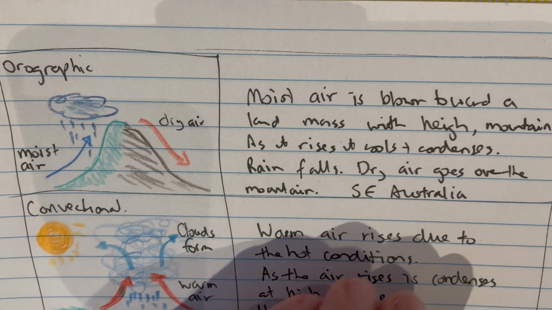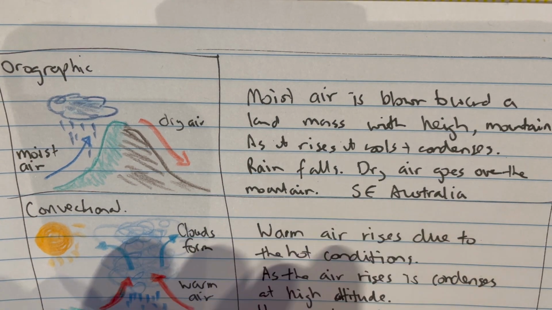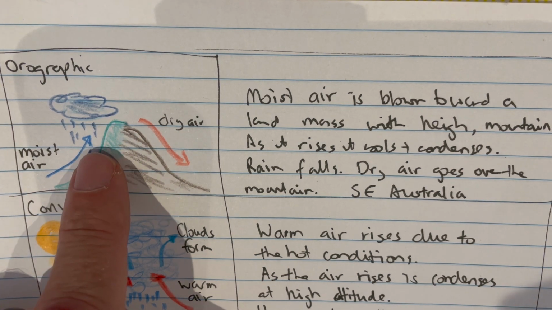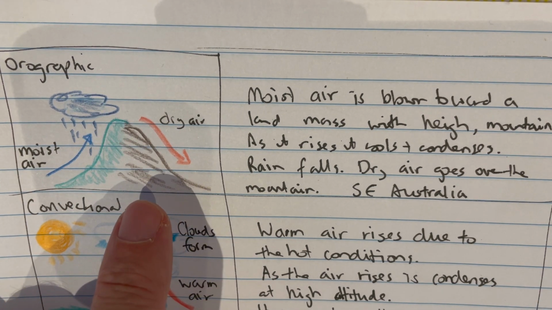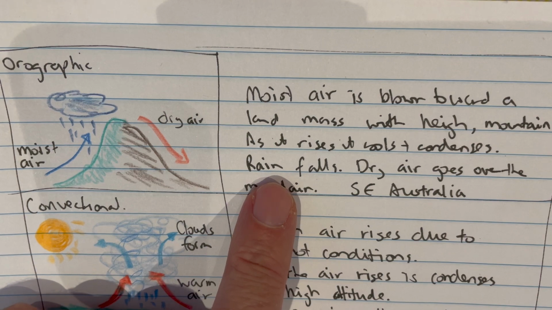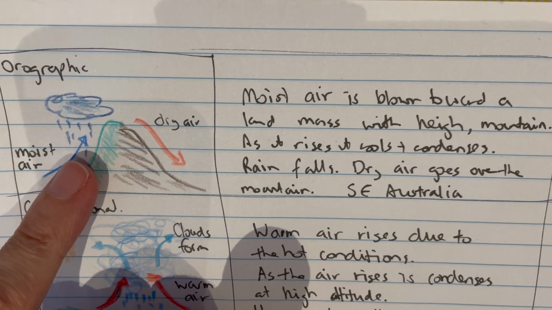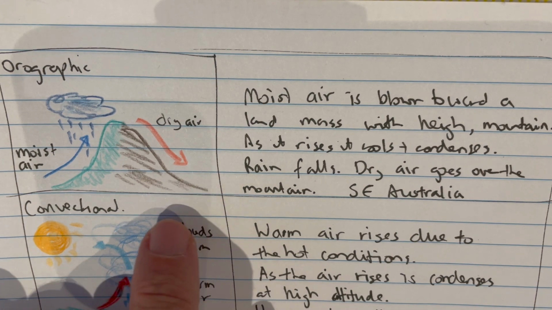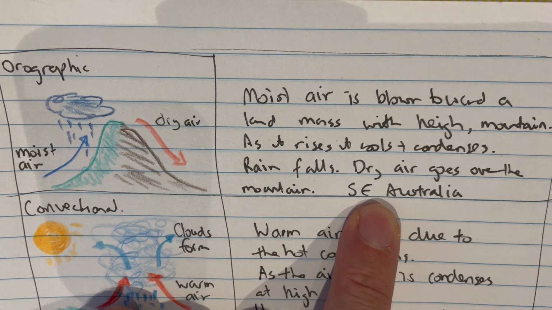Then our definition says this, that moist air is blown towards a landmass, this is the part here, and as it rises, indicated by our arrow, it condenses and the rain falls, so here's the rain falling here. We then say that the dry air goes over the mountain. Now, where would we find this? It's southeast Australia, southeastern side of Australia, so that's along the coastline, along where the Great Dividing Range is.